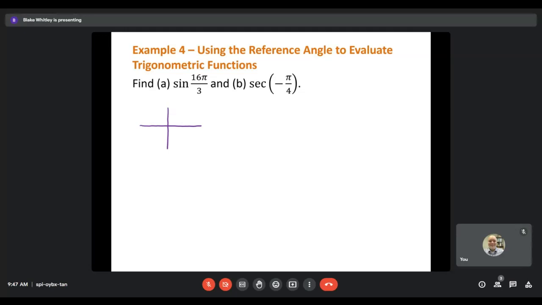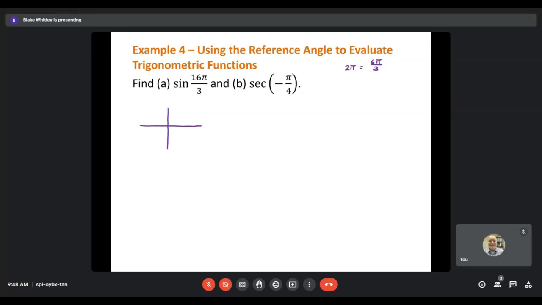Now, if you think about it, 2 pi is a full revolution. And if I change that to have a common denominator of 3, this would be 6 pi over 3. So I know 16 pi over 3 is much larger than that, so it's more than a full revolution. So just like we did with 360, we're going to have to subtract off those revolutions first so that we can figure out which quadrant we're even located in.